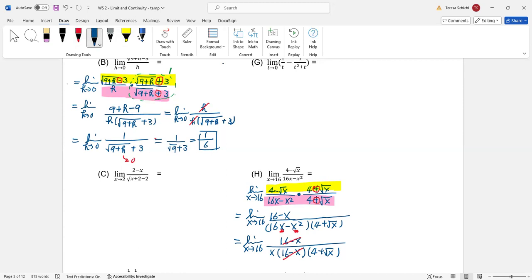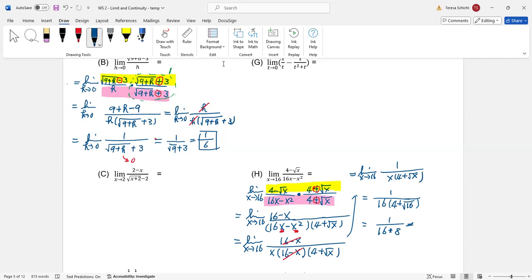So what does this one become? This will become the limit as x approaches 16 of 1 over x times 4 plus the square root of x. When x approaches 16, this will approach 16 times 4 plus the square root of 16. Right, the square root of 16 is 4. So 4 plus 4, so it's 16 times 8 here, right?